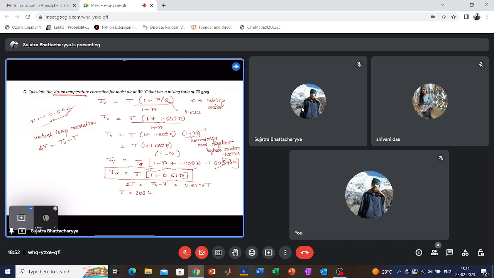Okay, so this is there, and you have R, that is 20 grams per kg, which is nothing but 0.02. Right, just place and get the result. So it is 0.61 into 0.02 into 303, and what you will get is about 3.69 Kelvin. So this is the answer.